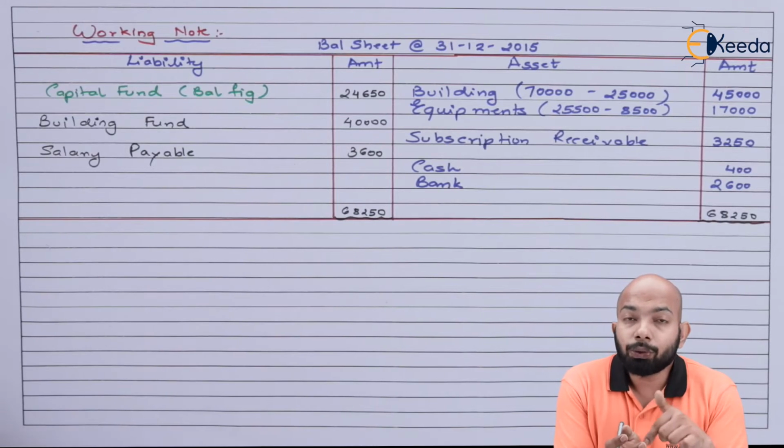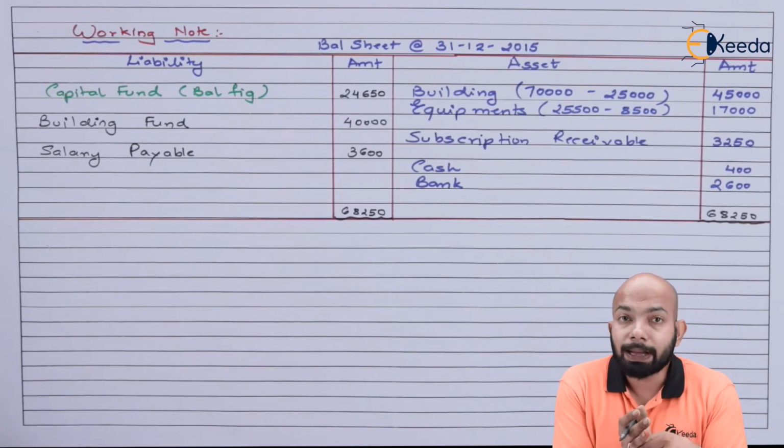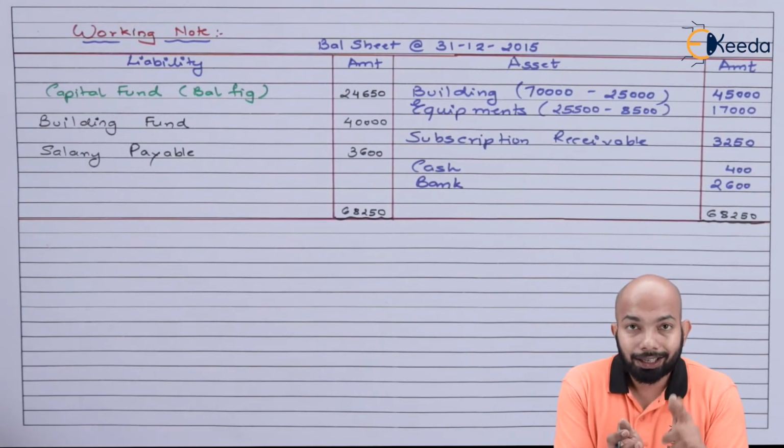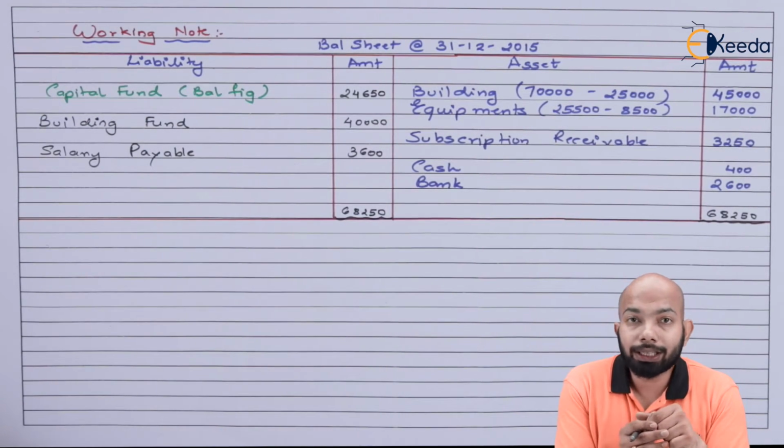This capital fund will be utilized in preparation of the current year's balance sheet, and surplus or deficit will be either added or subtracted from this. Now, let's prepare the other workings that are required here, like the value of building and etc.